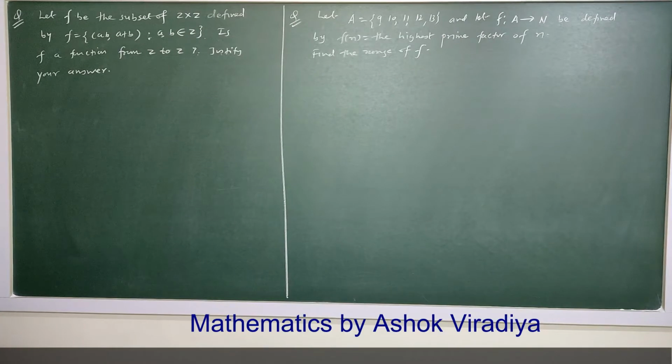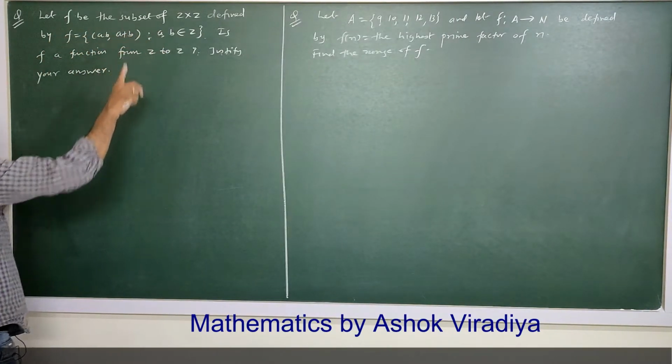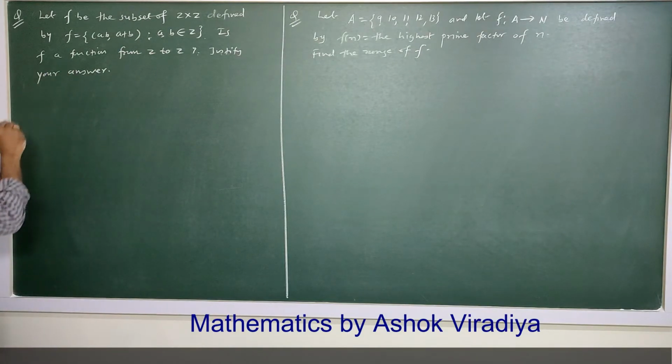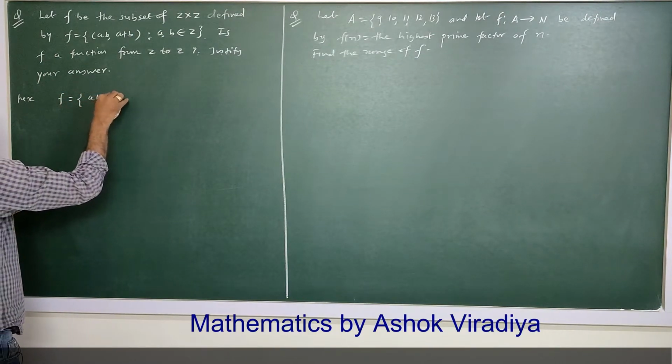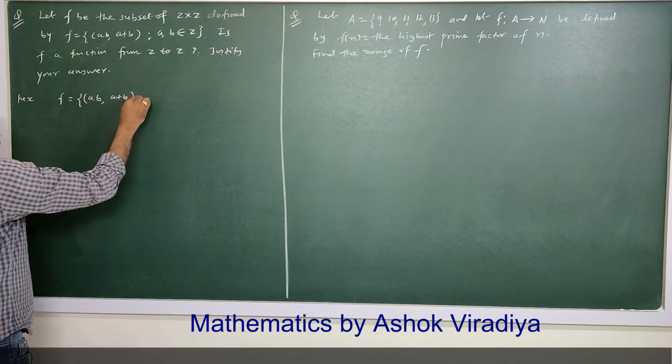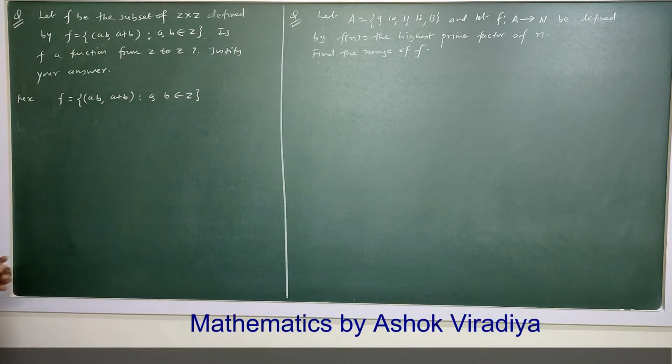Now the question is, let f be a subset of Z cross Z, defined by, say here, f is (ab, a plus b). This is a subset of Z cross Z.